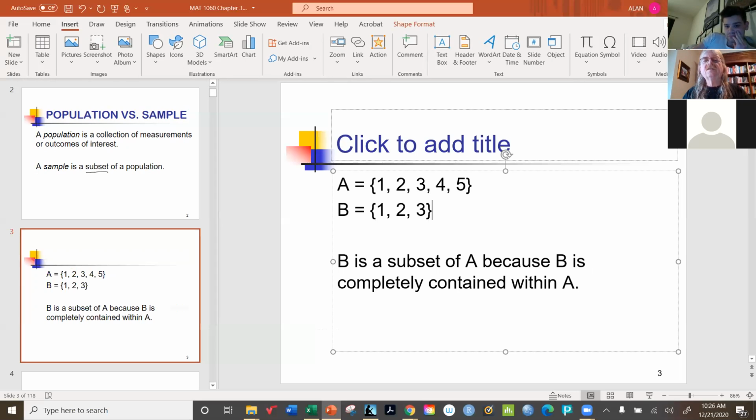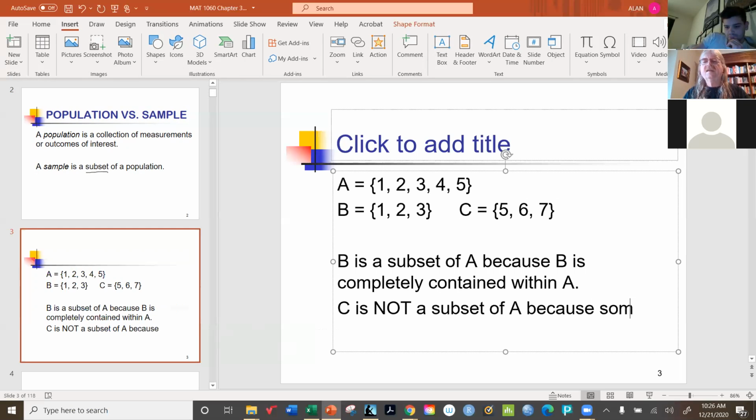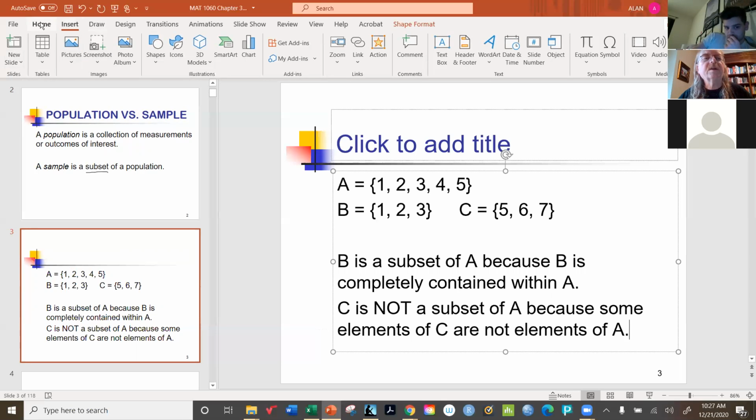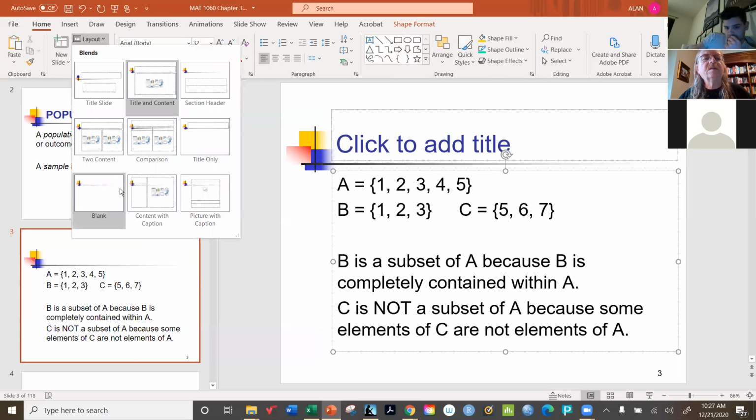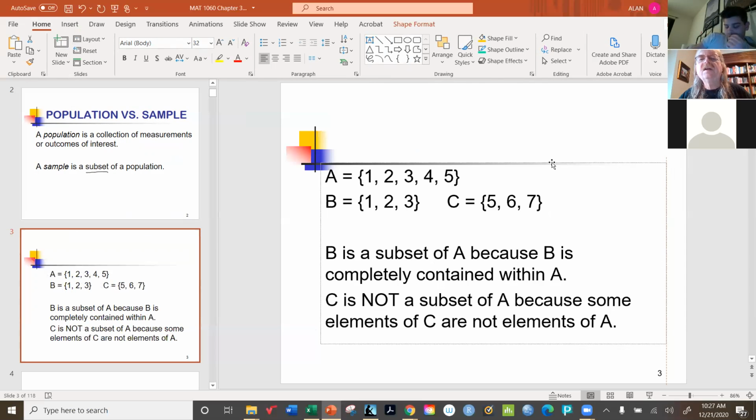Now, suppose I introduce another set. Let me do that right here. Now you can see clearly that C is not a subset of A, because some elements of C are not elements of A. And it's just that simple. Okay, so that's our set theory review for the day. There'll be plenty of others as we go along. There's one chapter in particular where we'll need a lot of discussion about sets, but for our purposes, that's enough.